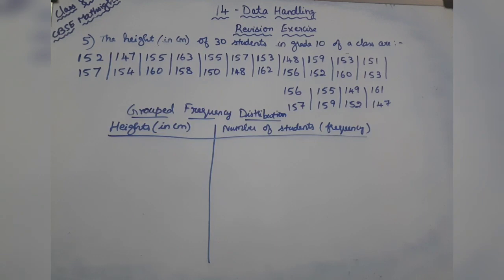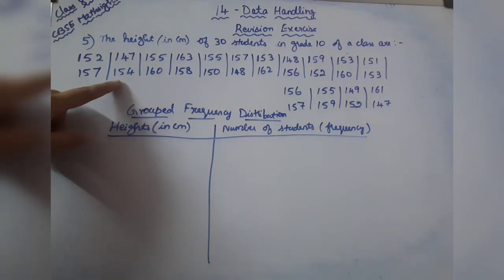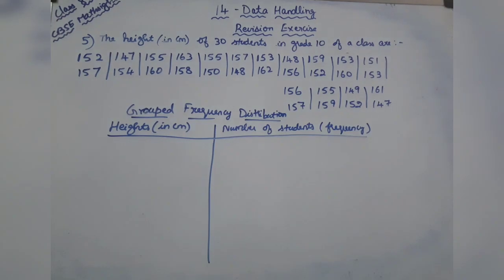We are seeing class 8th, chapter 14, data handling revision exercise. We are going to see the fifth one. The heights in centimeters of 30 students in grade 10 of a class are given: 152, 157, 147, 154. They have given 30 students' heights up to 147.